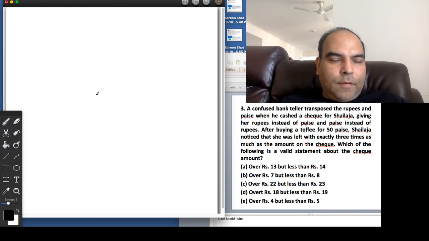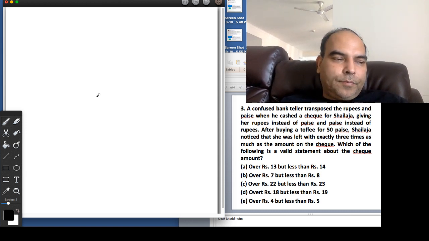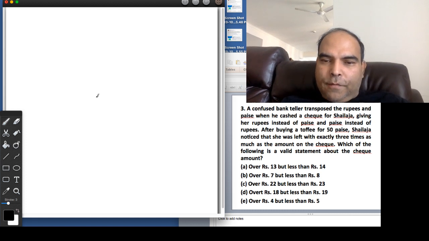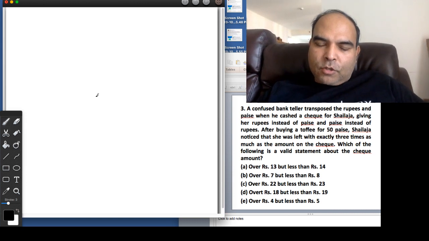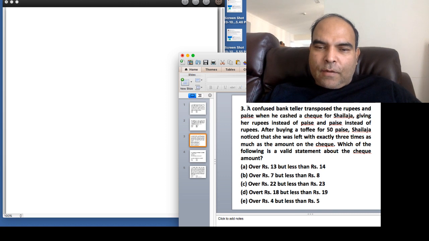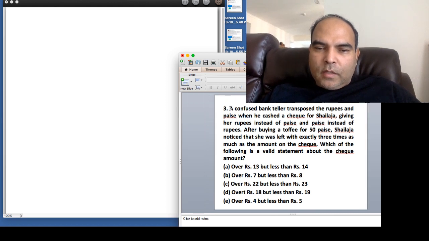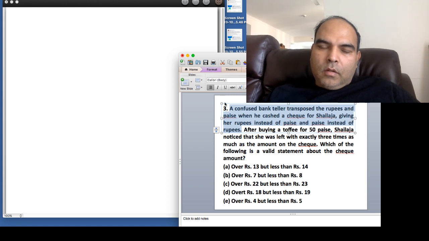Right, so I hope you have had time to look at this. It's obviously a difficult nut to crack, a difficult question to do, but let me show you a very simple process to do this. The question says, a confused bank teller. Let's first understand what the question is doing for us. A confused bank teller transposed the rupees and paise when he cashed a check for Shelja, giving rupees instead of paise and paise instead of rupees.